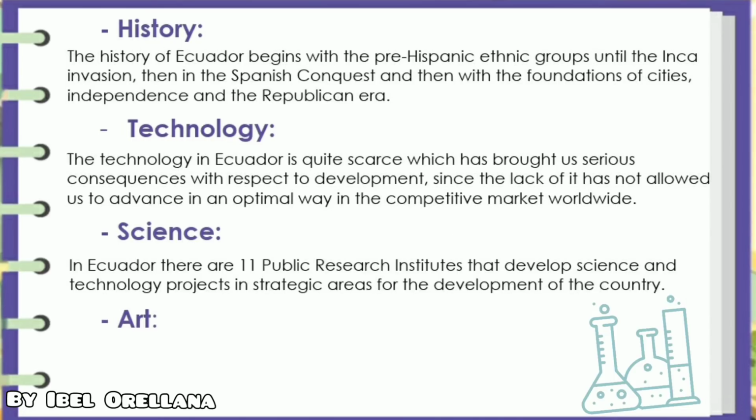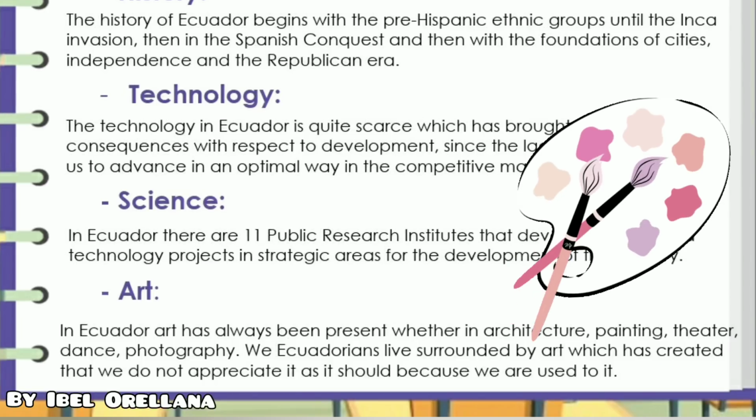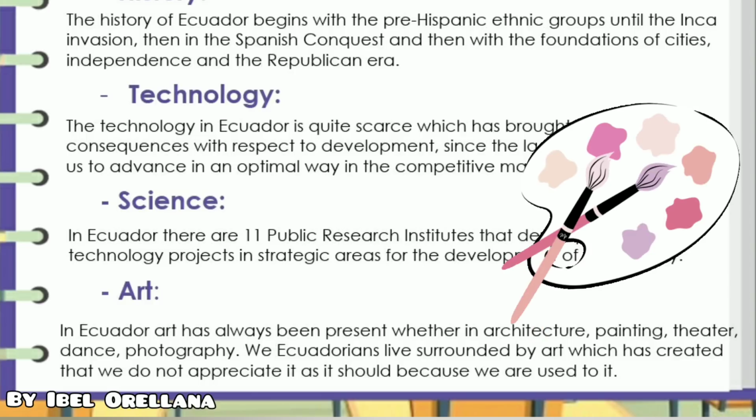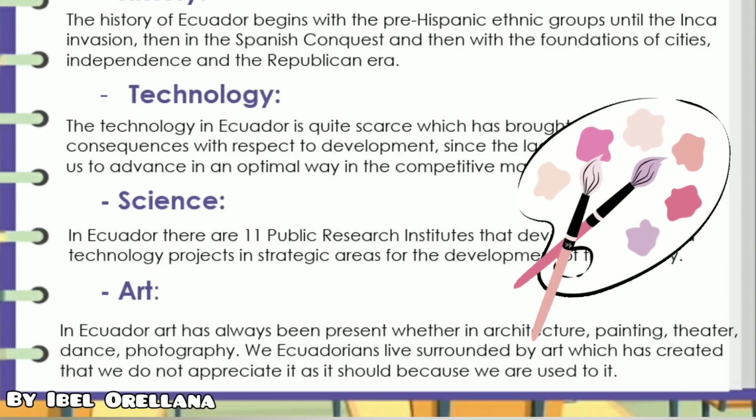Science. In Ecuador, there are 11 public research institutes that develop science and technology projects in strategic areas for the development of the country. En el Ecuador hay 11 institutos de investigación que desarrollan proyectos de ciencia y tecnología en áreas estratégicas para el desarrollo del país. Art. In Ecuador, art has always been present, whether in the architecture, painting, theater, dance, photography.